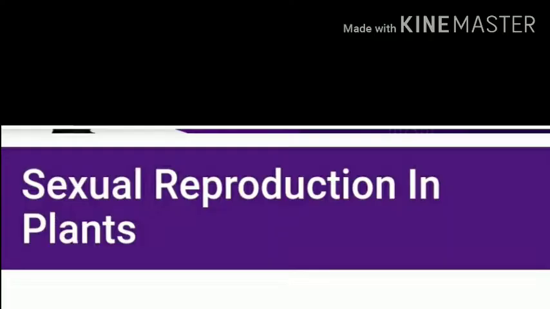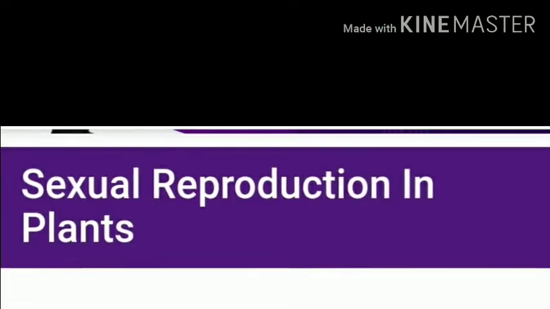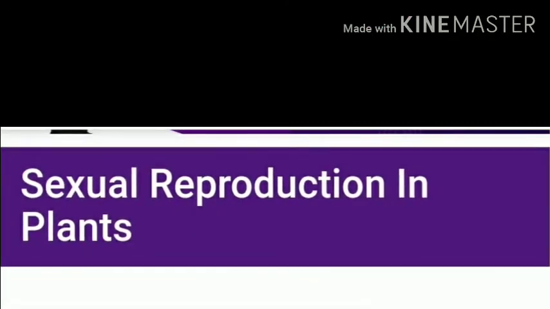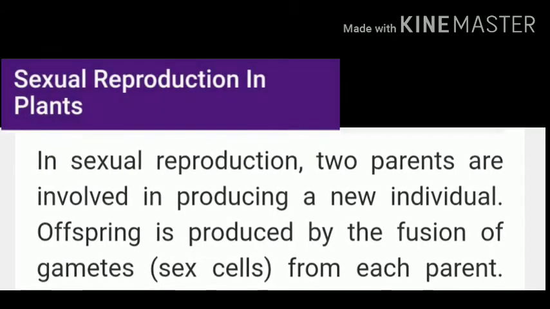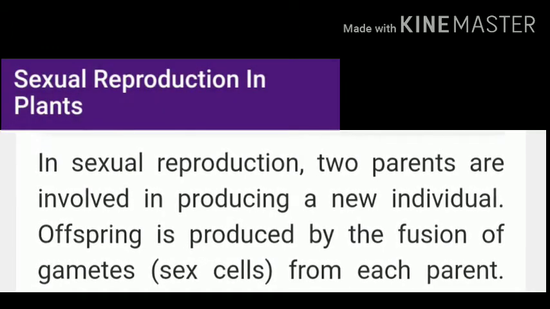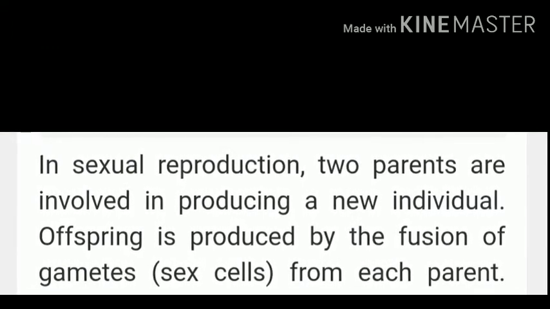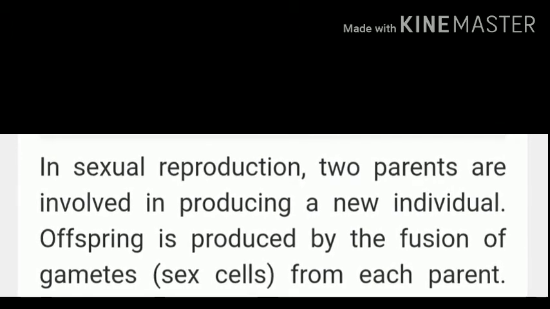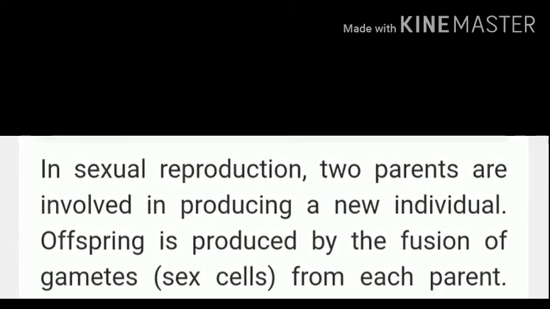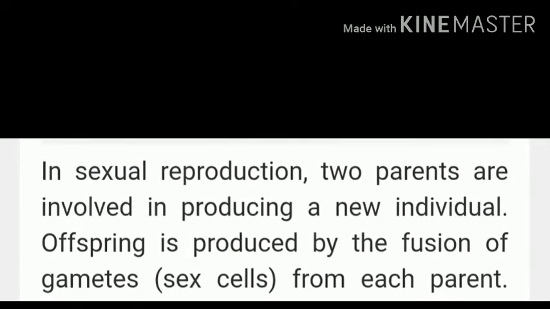So today we will study sexual reproduction in plants. What is sexual reproduction? In sexual reproduction, two parents are involved in producing a new individual. Offspring is produced by the fusion of the male and female gametes from each parent.